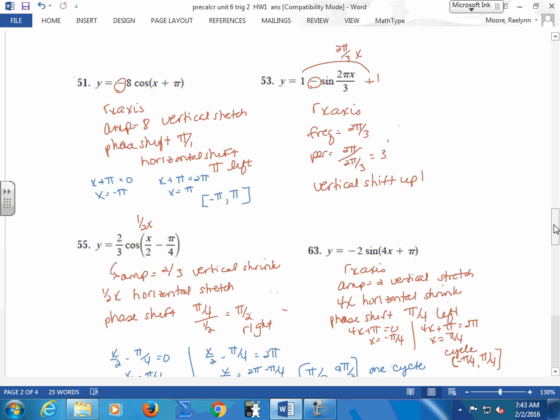Now, as bad as they look, all I wanted was your amplitude, your phase shift, whatever shifts you had to give me here. So the first guy, the amplitude, remember, is always positive. The amplitude is 8. It is a reflection in the x-axis. That's where the negative comes from. You have a phase shift of pi to the left. So you're going to start at negative pi and go to positive pi, because your B, this guy over here, is still 1.